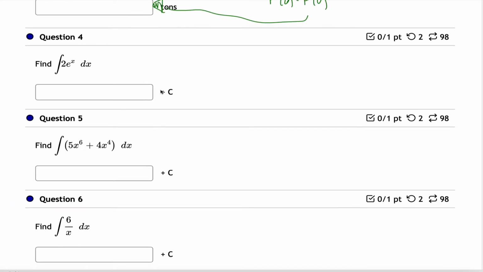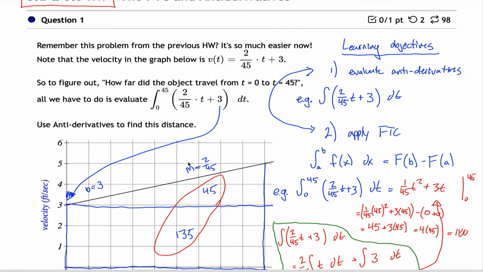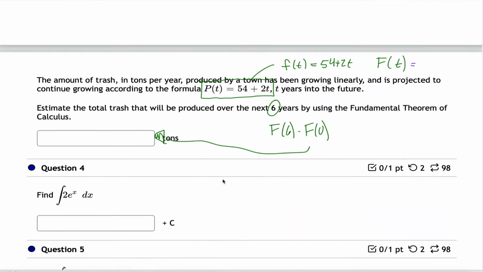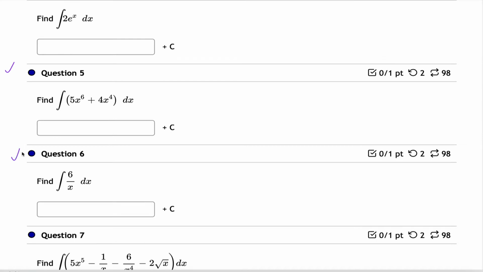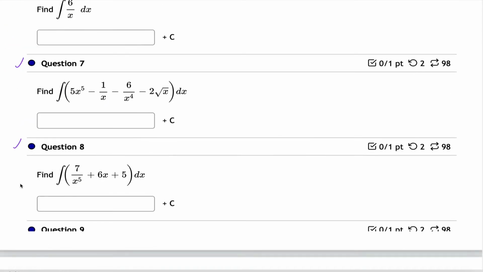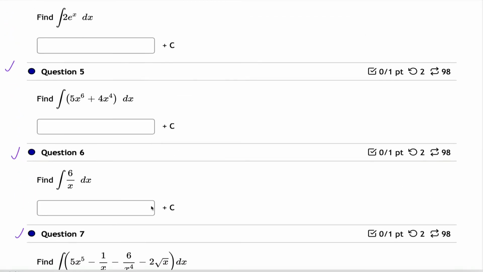I'm going to have you do a bunch of these because I'm going to ask you to do exactly this on your quiz. On your quiz, there'll definitely be a problem that looks like question 1, where you apply the fundamental theorem of calculus to evaluate a definite integral. But there'll also be several on the back, I think 3 of them, where you're just evaluating antiderivatives. When I say just evaluating antiderivatives, think question 4, 5, 6, 7, 8, and 9. I chose these questions for the homework to give you an idea of what to expect on the quiz.